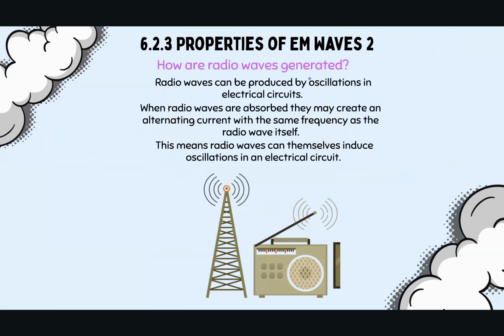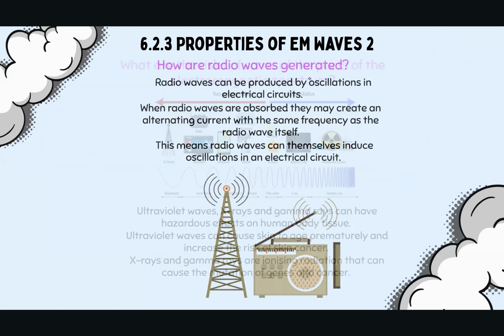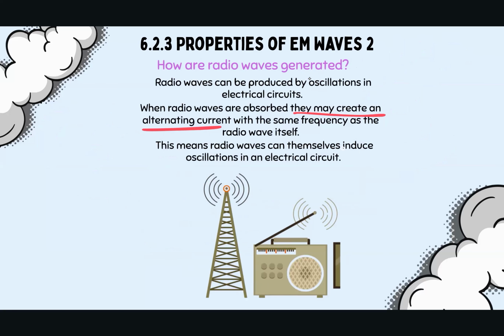Radio waves are generated slightly differently. Radio waves can be produced by oscillations in electrical circuits. So when radio waves are absorbed, they may create an alternating current with the same frequency as the radio wave itself. This means radio waves can themselves induce oscillations in electrical circuits.